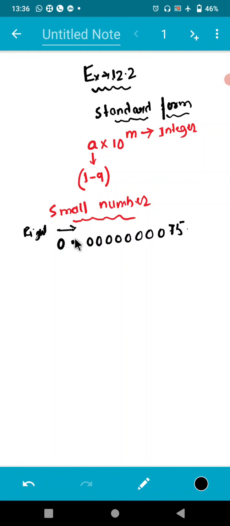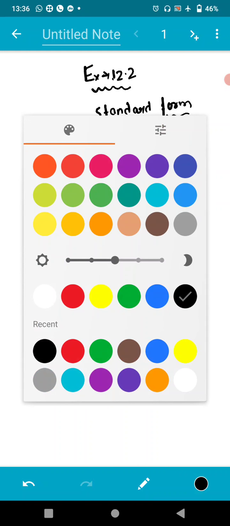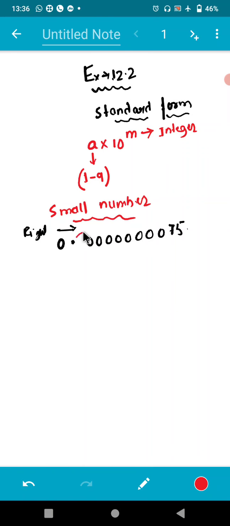Now we have to see how many places you have shifted. So your decimal is here, so let's see how many places you have to shift. 1 2 3 4 5 6 7 8 and 9. That means you have to shift 9 places. So when you are writing the standard form, how do you write? 7.5 into 10. See, in place of a I have written 7.5, which is less than 9 and is between 1 and 9, isn't it? Now into 10 I have written 10. Now how to write m?